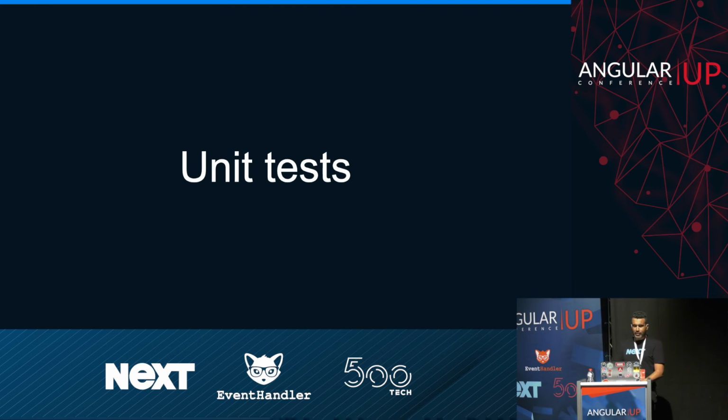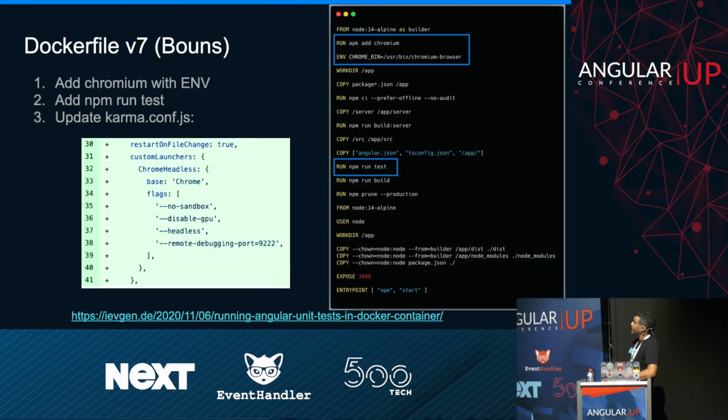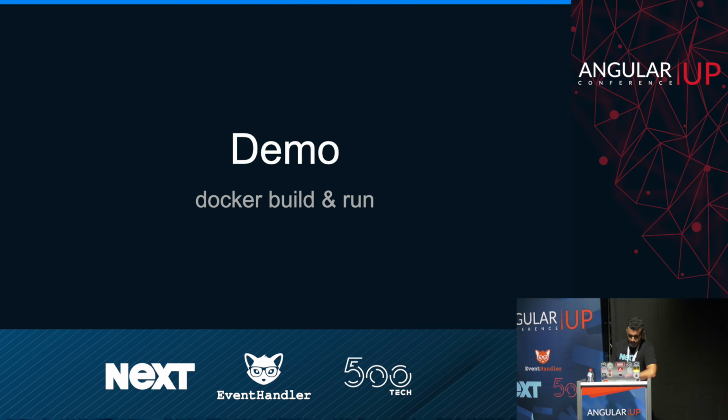Unit tests. Every developer loves to write unit tests. So let's add them to our Dockerfile. First, you need to add Chromium, so it will be able to run the unit tests. Second, you need to add the environment of the Chrome bin, and then you need to add the npm run test. I did it before the build, because if my test is failing, I have no reason to run the build. You just need to also add 4 flags in the karma config of the Chrome headless. Let's see a demo.